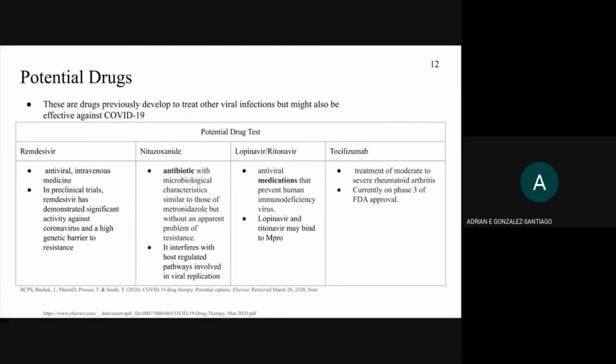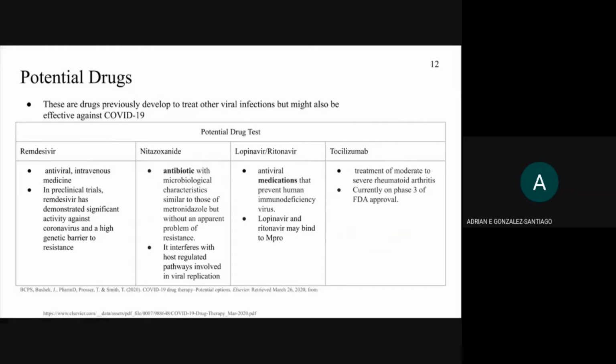There's also nitazoxanide, which is an antibiotic for bacterial infections. This might sound backwards because we are dealing with a virus and not a bacteria, but this medicine has shown that it can give the immune system a boost in order to combat the disease better.